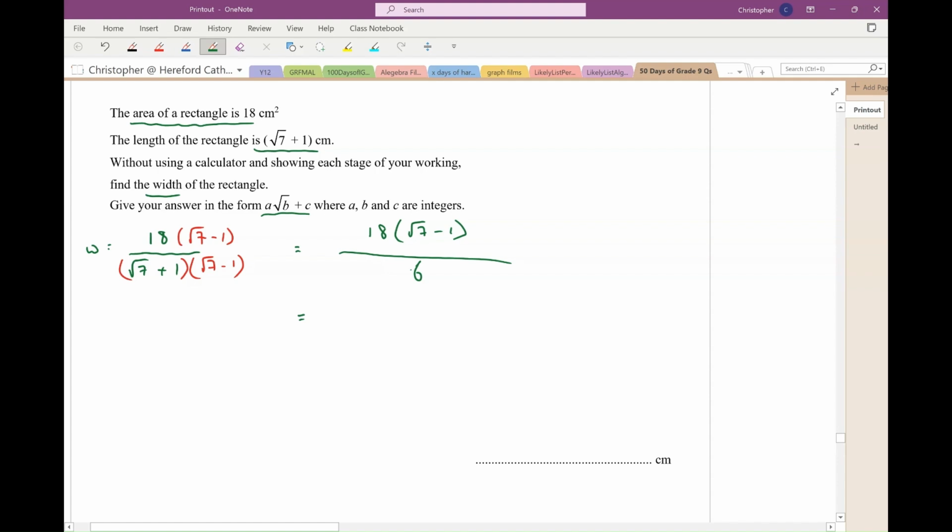6 goes into the top. 3 lots of root 7 minus 1 over 1. So actually, this is just 3 root 7 minus 3. And what am I asked for? I'm asked for it in that form, where a, b, and c are integers. So there's my answer, 3 root 7 minus 3.